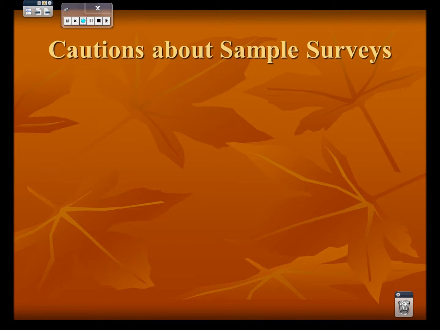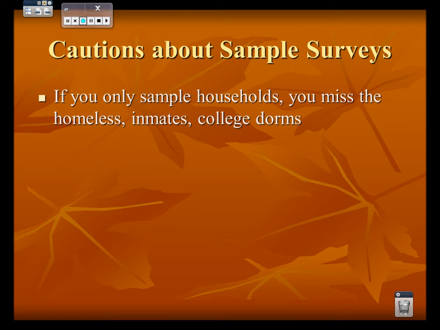A few cautions here. If I'm only sampling households, I'm going to be missing some people. What about people in college? They have opinions. Their opinions should matter. I would have to find out a way to handle that.